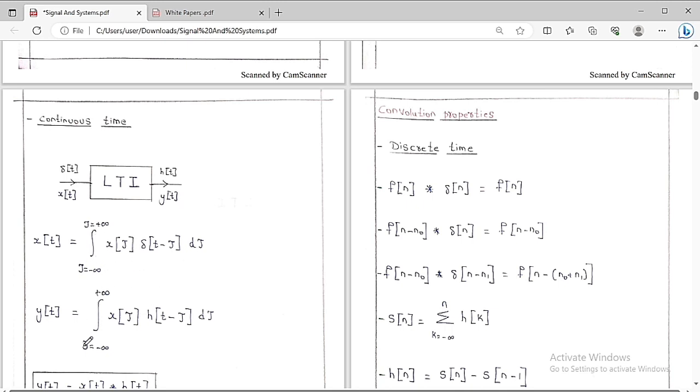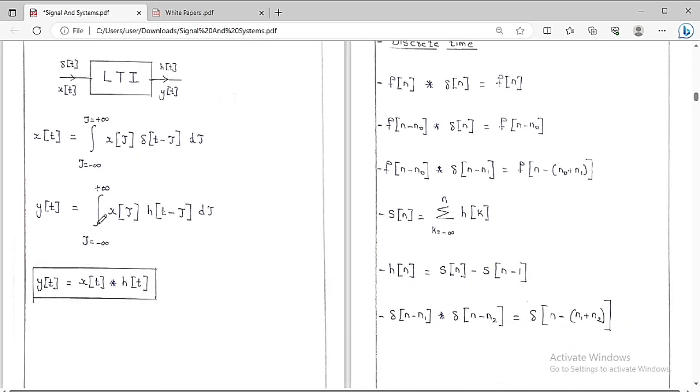So because of that, we have to use the integration. Therefore, x of t is equal to the integration from tau equals minus infinity to plus infinity of x of tau, delta of t minus tau, d tau. And y of t is equal to the integration from tau equals minus infinity to plus infinity of x of tau, h of t minus tau, d tau.